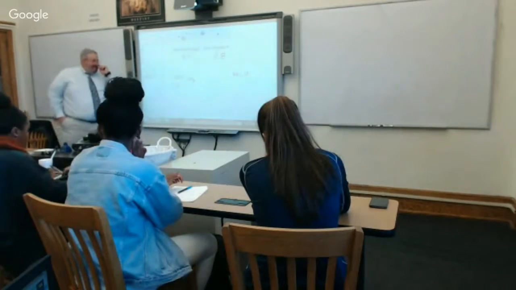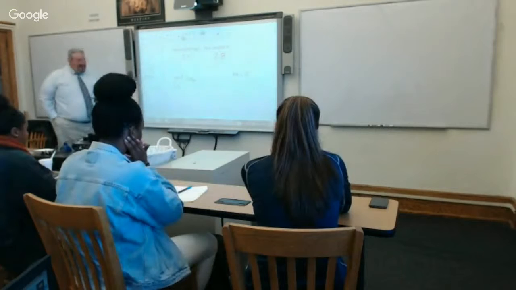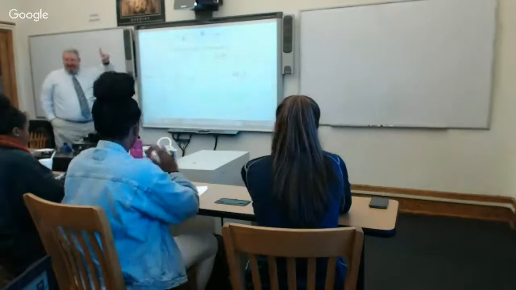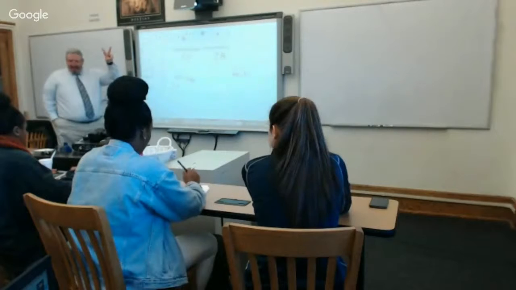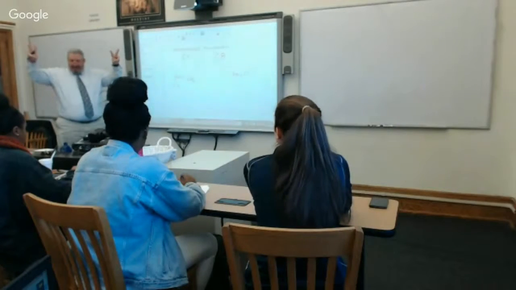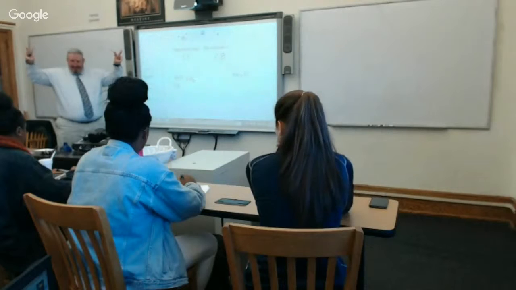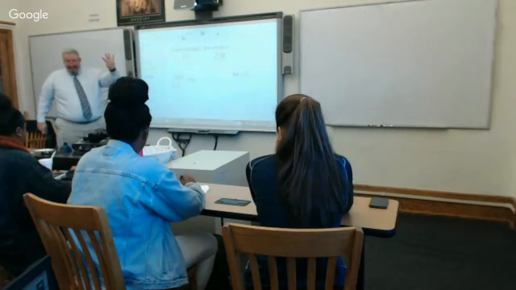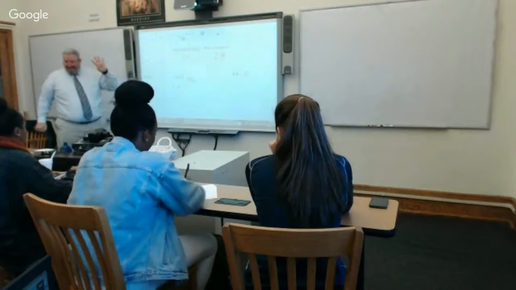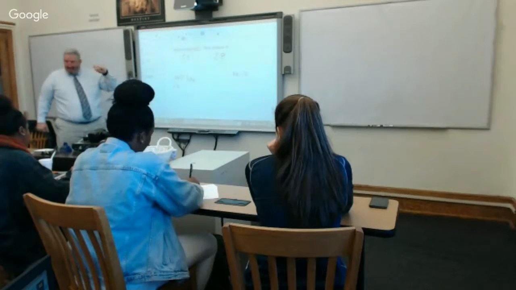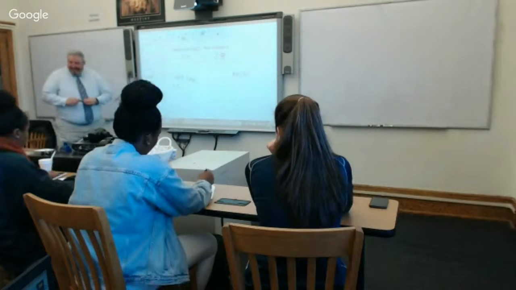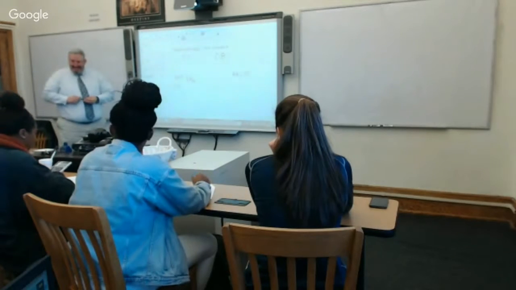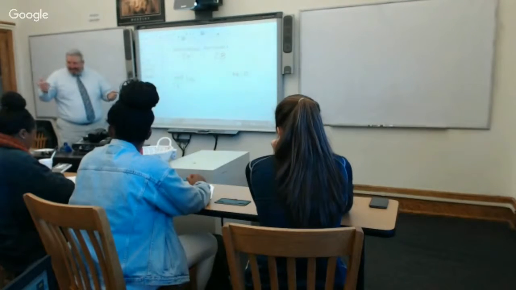How about that one? What do you think? Radical 3 times radical 3 is 3. So radical 3 to the 4th gives you 9. So what do you think? It's got to be pretty close to 5, right? What'd you get?